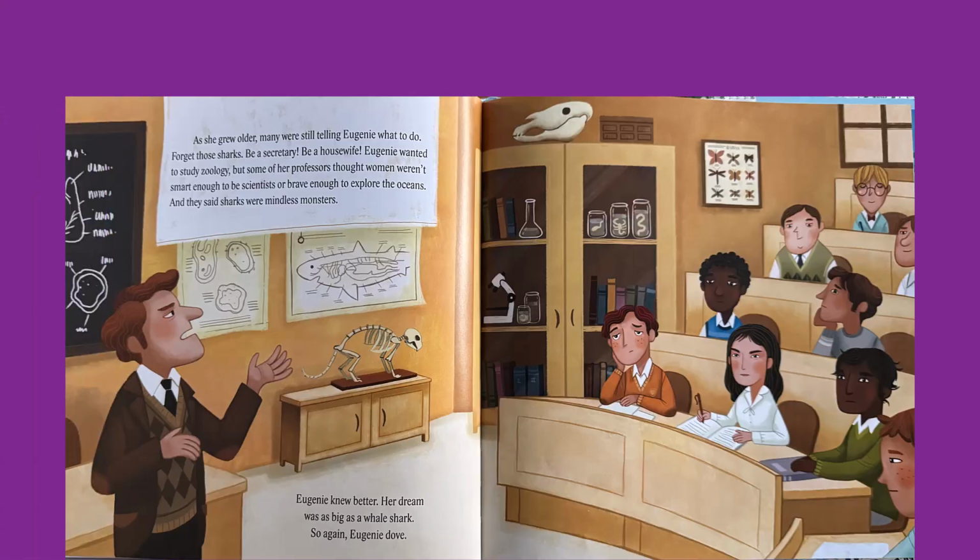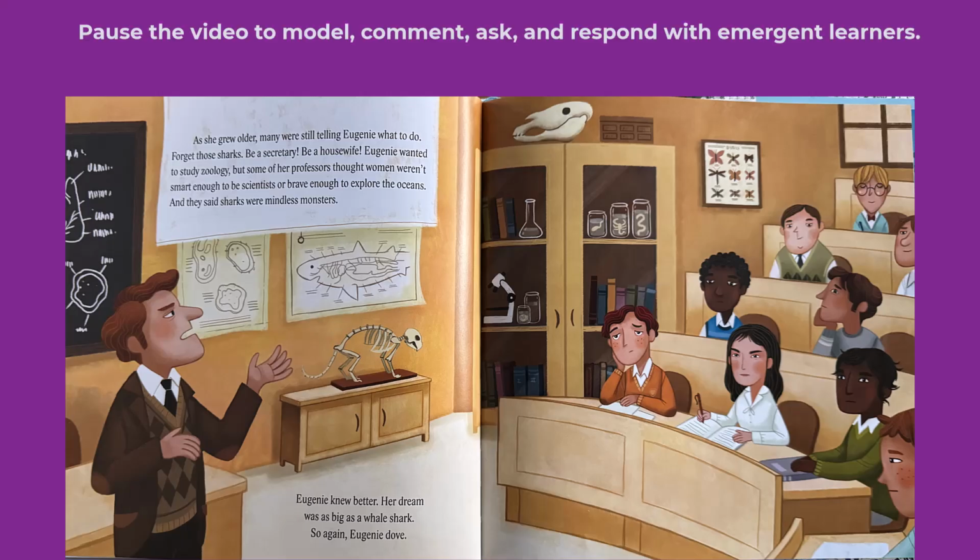As she grew older, many were still telling Eugenie what to do. Forget those sharks. Be a secretary. Be a housewife. Eugenie wanted to study zoology, but some of her professors thought women weren't smart enough to be scientists or brave enough to explore the oceans. And they said sharks were mindless monsters. Eugenie knew better. Her dream was as big as a whale shark. So again, Eugenie dove.